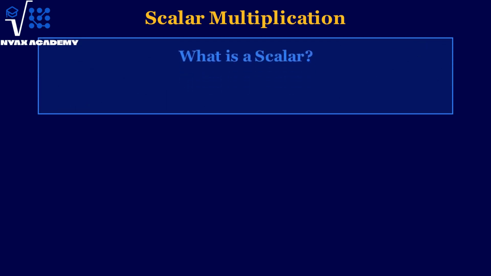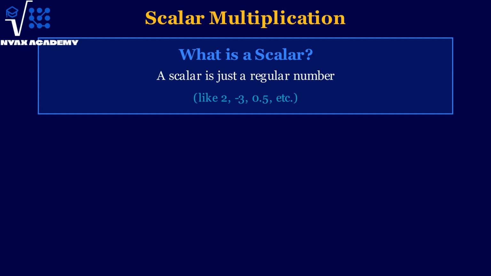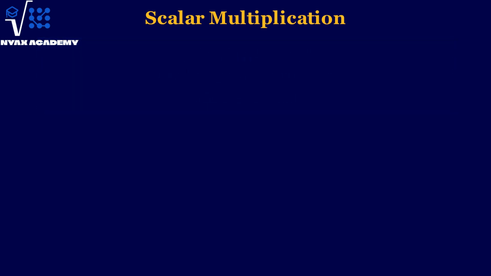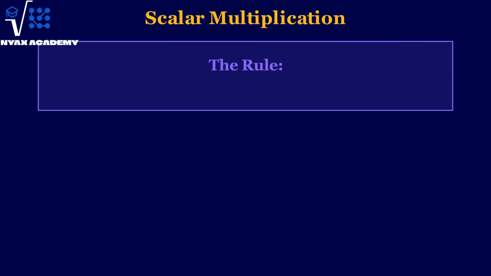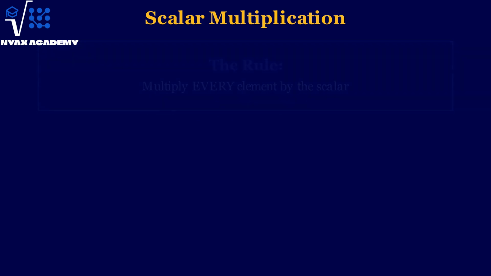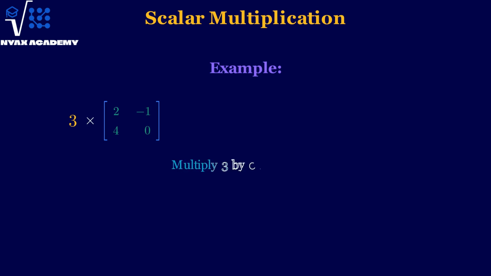On our last agenda of the day, we are taking a look at scalar multiplication. A scalar is just a regular number, and in scalar multiplication, the scalar will multiply every element in our matrix. So we are given our scalar 3 multiplying a matrix with elements 2, minus 1, 4, and 0. So every element in the matrix must be multiplied by 3, which will result in our resultant matrix with elements 6, minus 3, 12, and 0.